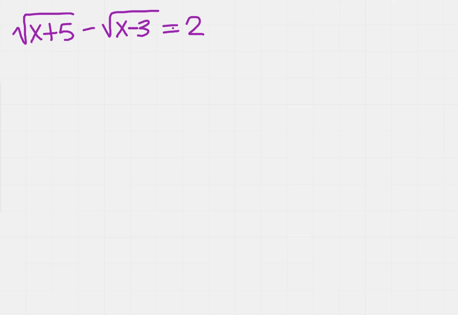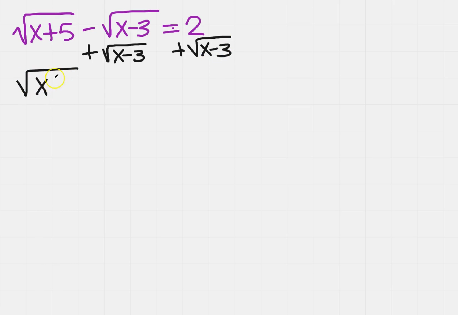So what we need to do with this problem is we need to get a square root on each side of the equal sign. So that means I'm going to need to add the square root of x minus 3 to both sides of the equation. And when I do that, I'm going to come up with the square root of x plus 5 equals 2 plus the square root of x minus 3.